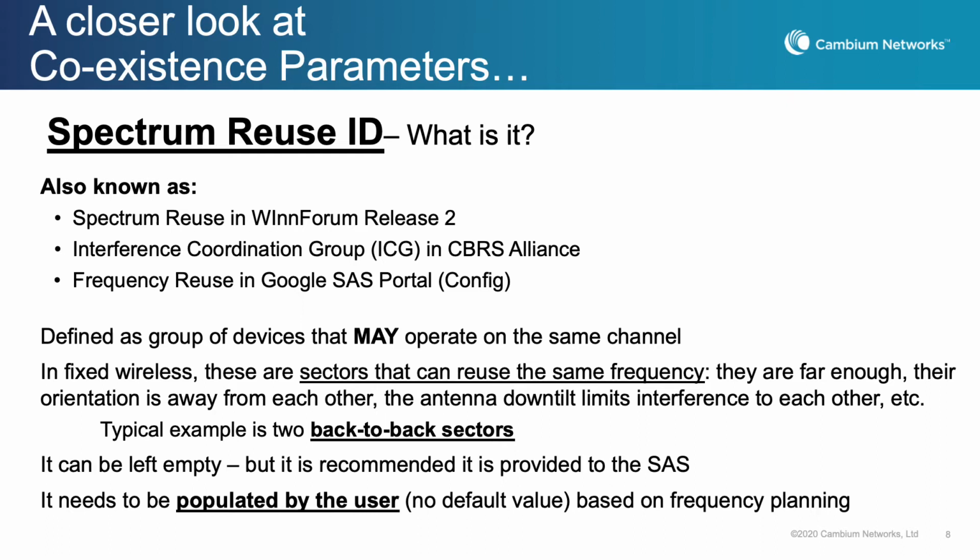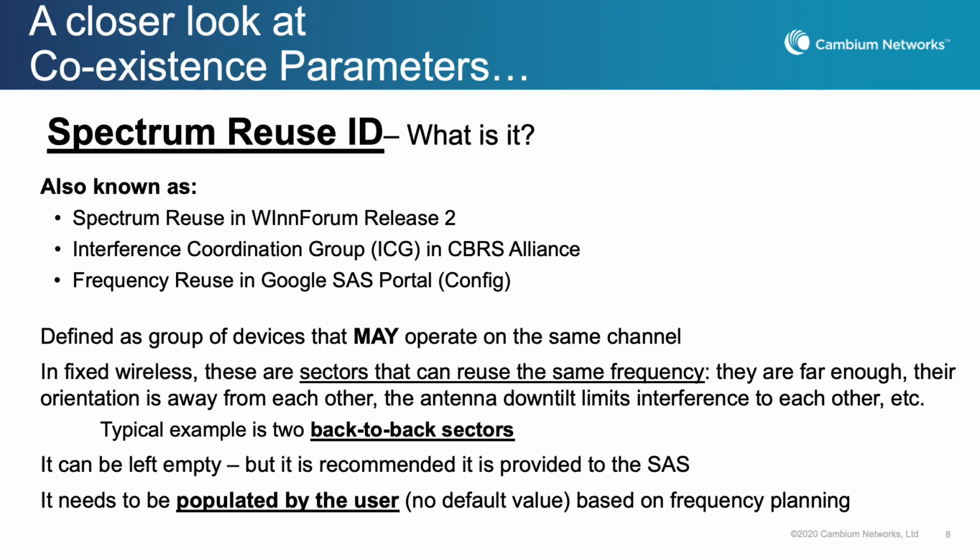In fixed wireless, these are sectors that can use the same frequency because they actually don't interfere with each other. For example, if two sectors are far enough that devices in one sector cannot hear the signal from devices in the other sector, then they can be with the same spectrum reuse ID. Or sectors may have an orientation away from each other, and that's why they don't interfere. Or you have used down tilt when installing devices, so now the footprint of each device does not overlap with the others.